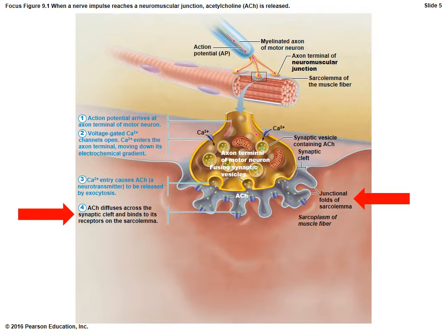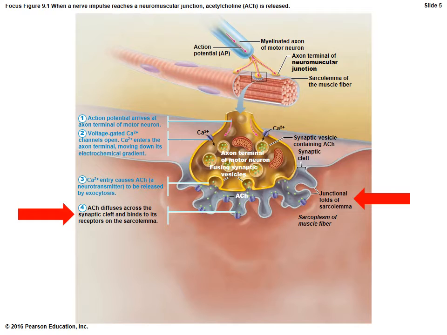You're also going to notice that within the plasma membrane, you have what we call junctional folds. Those are the curvaceous parts of the sarcolemma, and the whole purpose of that is to increase the surface area so that you can place more receptors, so that the acetylcholine can find the receptor quicker and you can move on to the next step of muscle contraction.